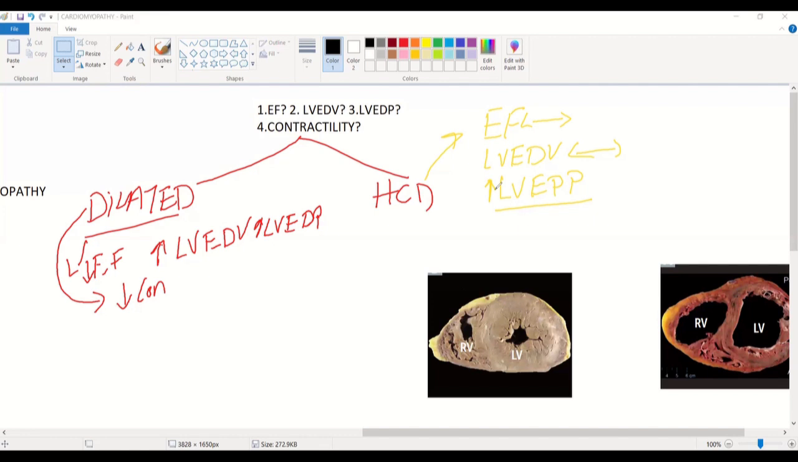What about the contractility in hypertrophic cardiomyopathy? Remain unchanged, yeah. Okay, so these are high yield. You will be confused about these arrows, so these are the high yield.